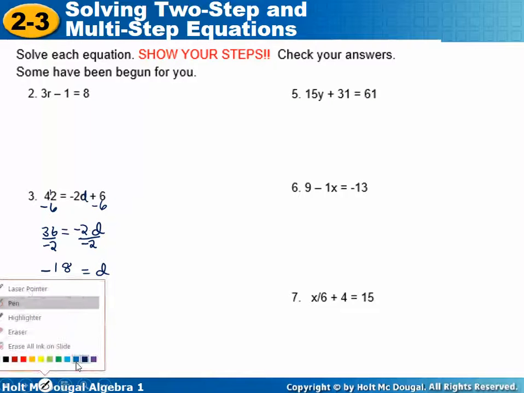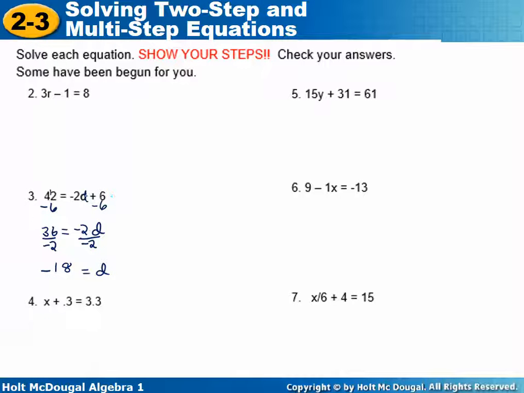And now I'm going to check this problem by putting my answer back in for the variable. So I get 42, and I want to see if that is equal to negative 2 times, I use parentheses there, times negative 18 plus 6. So now I do the work on the right side and see what I get. So negative 2 times negative 18 is a positive 36. And then I do the 36 plus 6, and I get 42, and 42 is equal to 42.